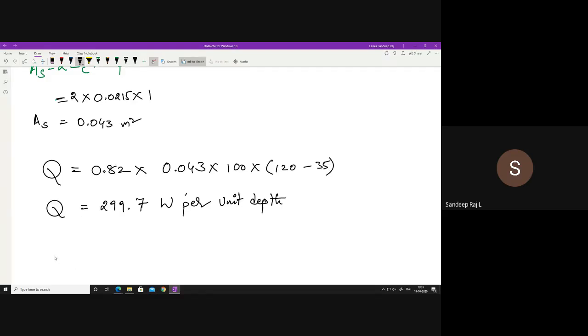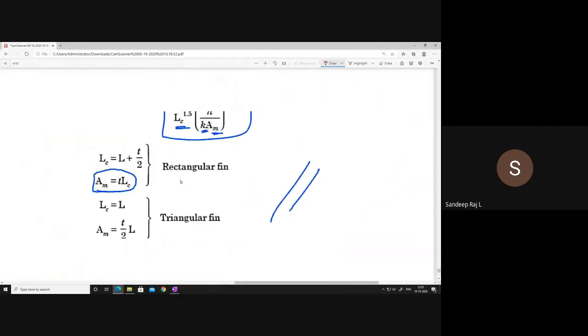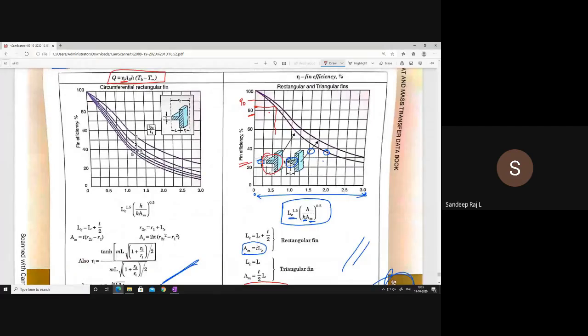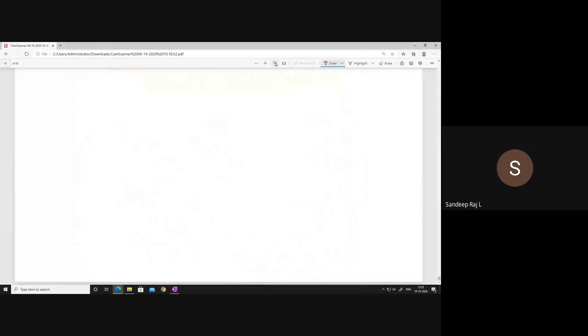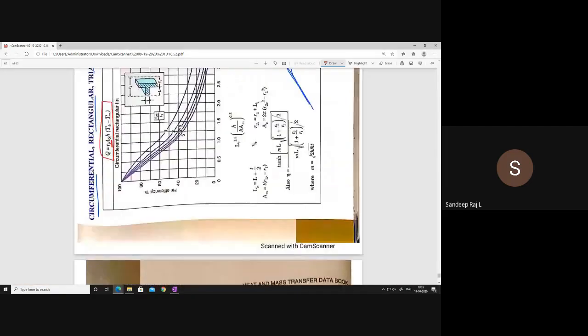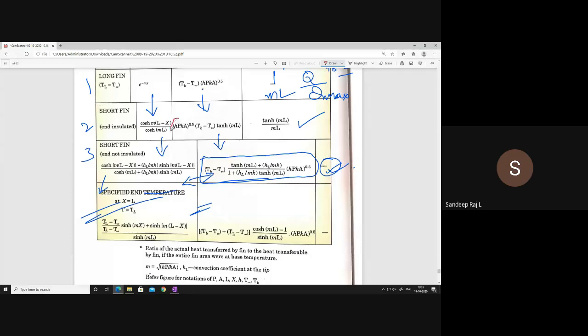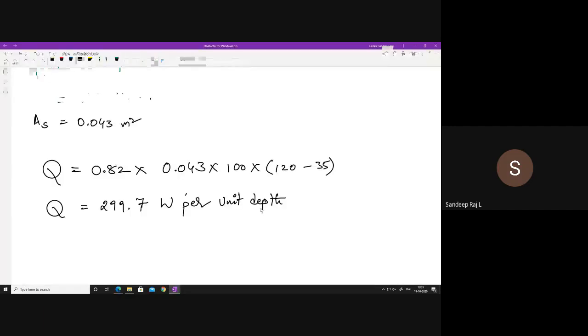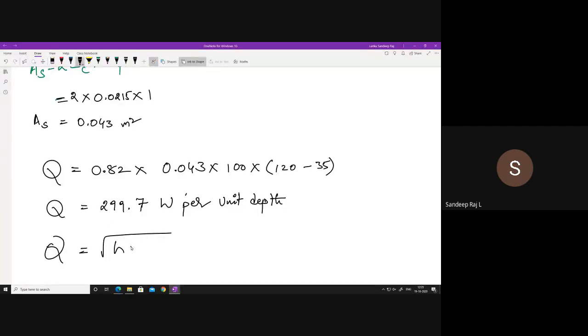Okay, this is actually one way of finding it. You can also find out this particular value using the formula that you have in the data book that we have used previously. Whatever the case that you have used here is simply like the second case here, this case. Let's cross check this one with this case. Q is equal to root over HPKA into TB minus T infinity into tanh ML.